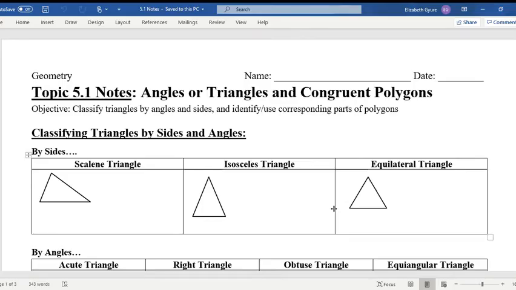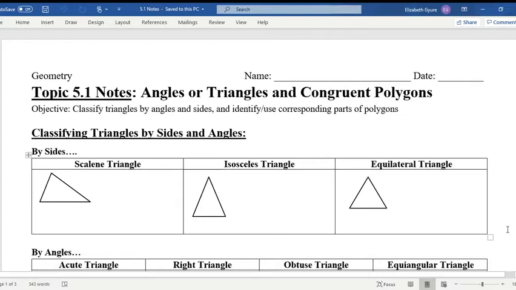So, chapter 5 is going to be mostly about triangles. We're going to be talking about congruent triangles, classifying triangles, finding measurements of different triangles, all about triangles. So today we're going to focus on the angles of triangles and congruent shapes. We're going to classify triangles, learn how to name them, learn what's possible, not possible, things like that.